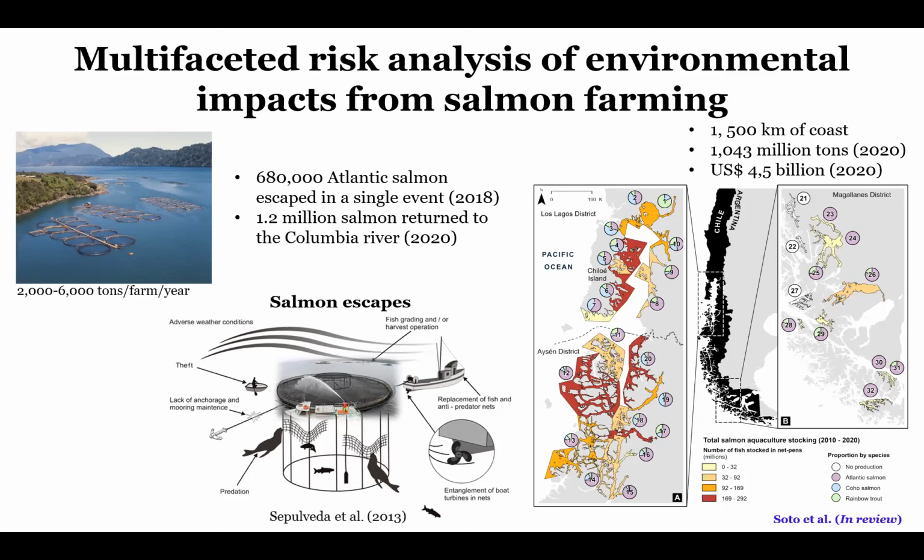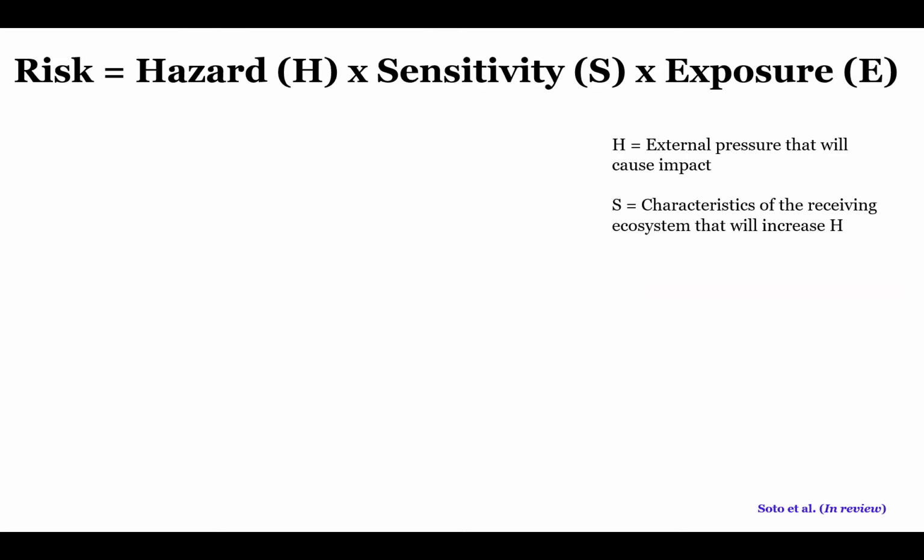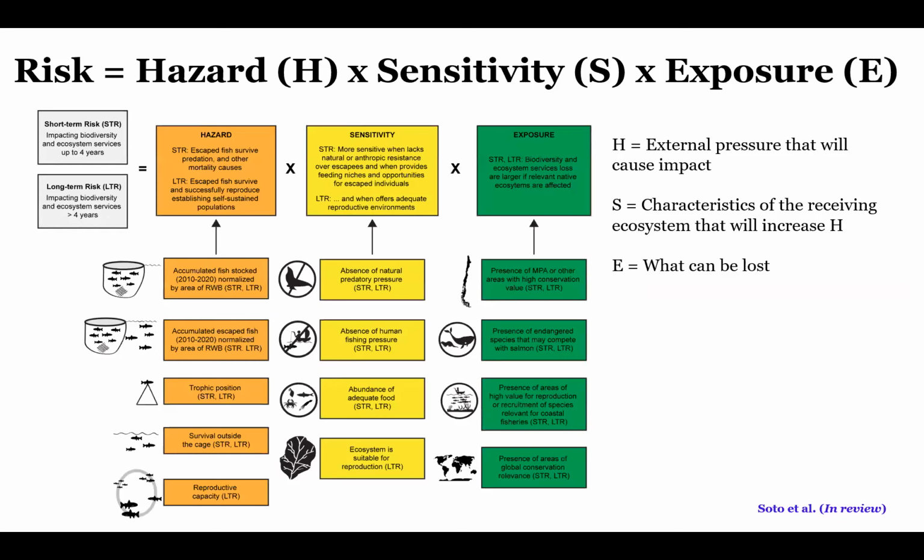So we are thinking about this as a risk, and in a risk we have three components: hazard, sensitivity, and exposure. Hazard is related to the external pressure that will cause the impact, in this case the escapes or the production. Sensitivity is the characteristics of the receiving ecosystems that will increase impact, such as the presence or absence of predators, for example, or fishers. And E is the exposure, what can be lost in areas with sensitive native species or highly biodiverse areas or endemisms.